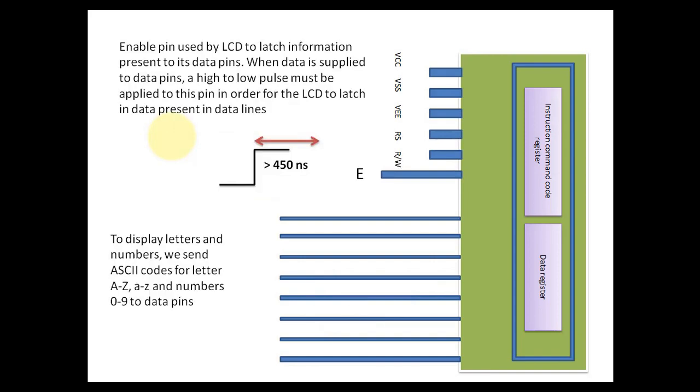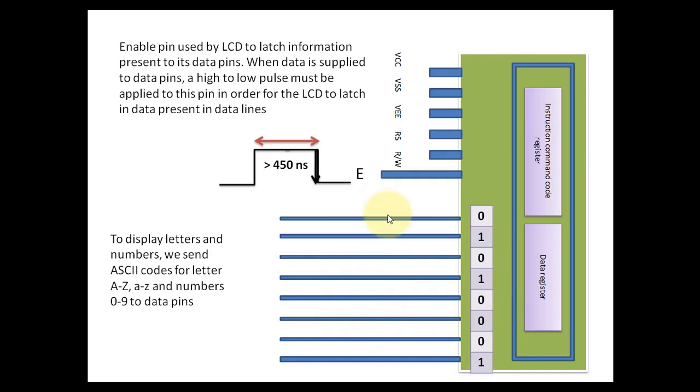Enable pin. The enable pin is used by the LCD to latch the information present on the data pins. So you first have to put data on the data pins, then apply logic 0 to enable. You have to make the enable pin 1 for at least 450 nanoseconds, then you have to make it 0. Only then will the content present on the data pins get latched inside the LCD.